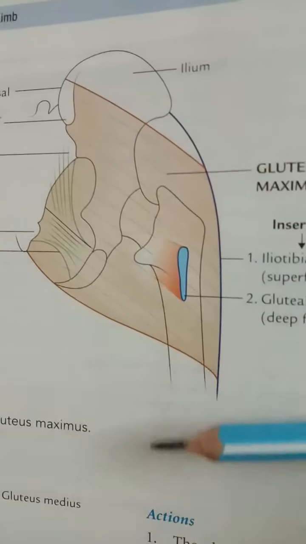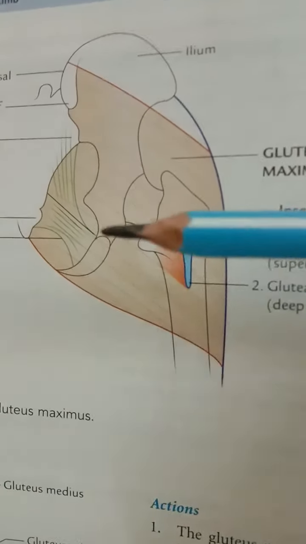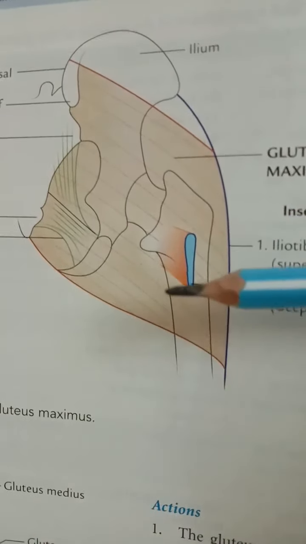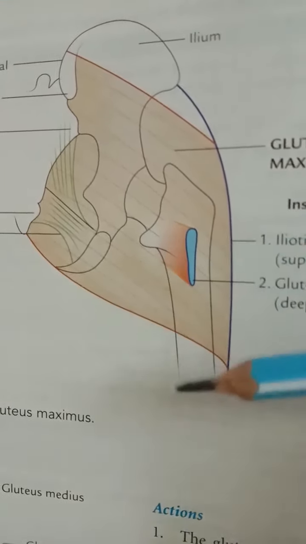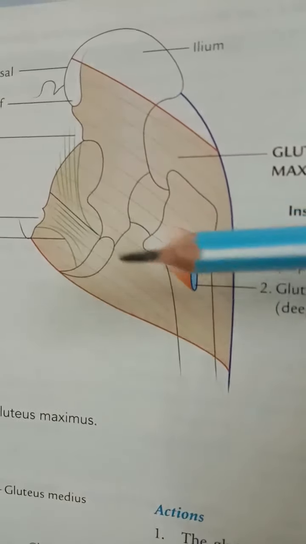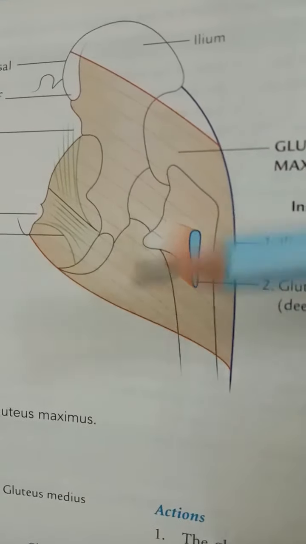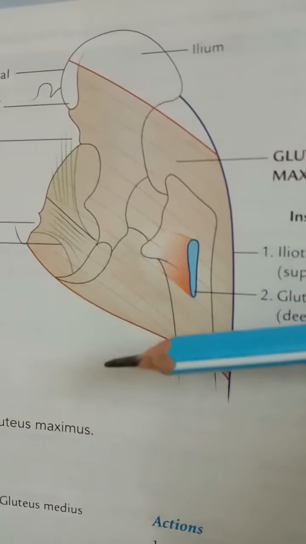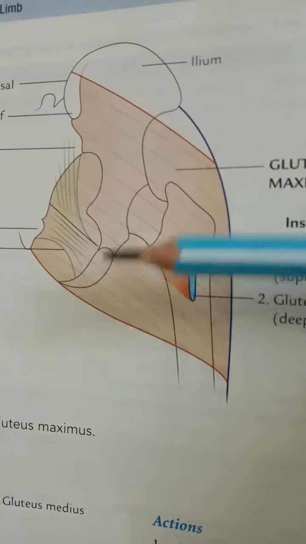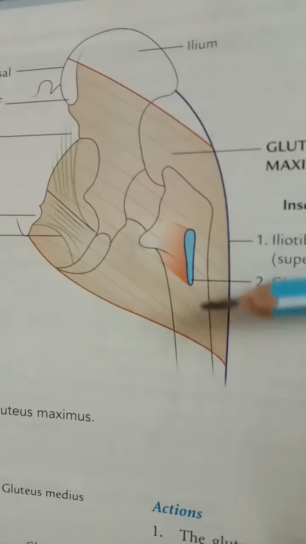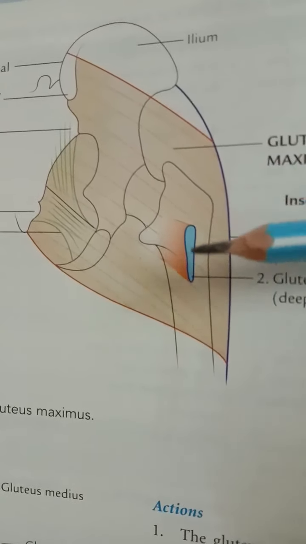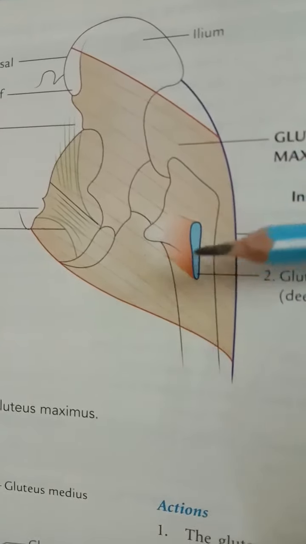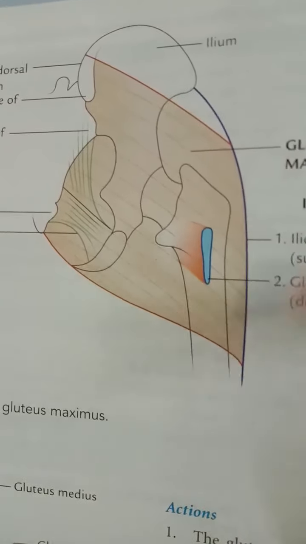And then the action of this muscle. It is the chief extensor muscle of the thigh at the hip joint. Then lateral rotation of the thigh, abduction of the thigh, and it also produces movement of the hip joint on the posterior side, that means the extension of the hip joint.